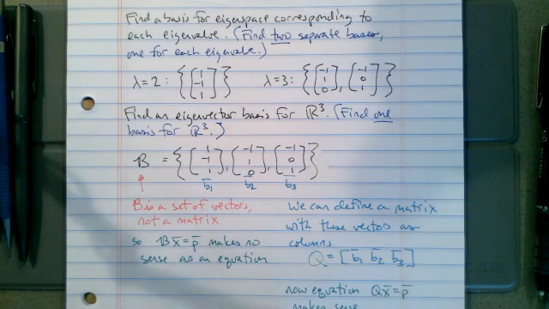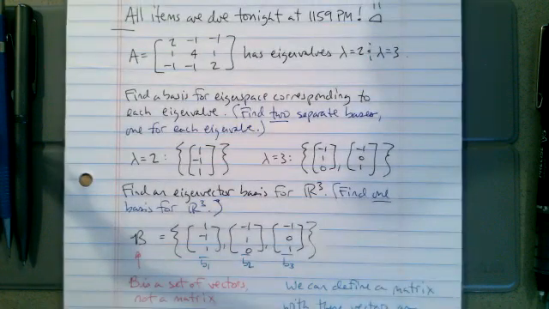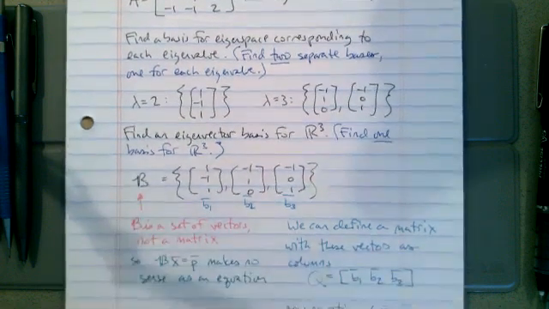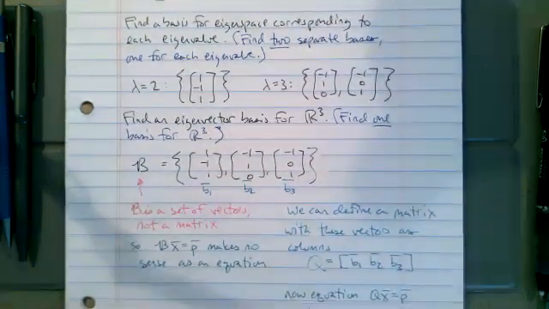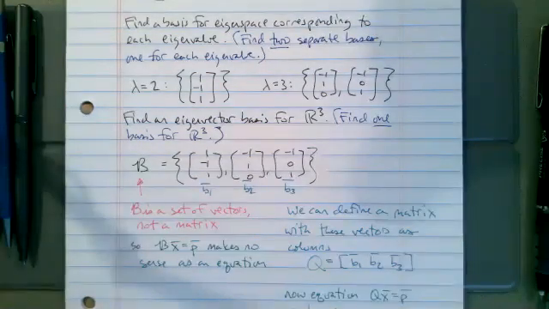So since A only has two linearly independent eigenvectors, the answer would be there is no eigenvector basis for R3, for example. Any questions? Great. I think that was the only thing that I really wanted to point out about the quizzes on diagonalization.